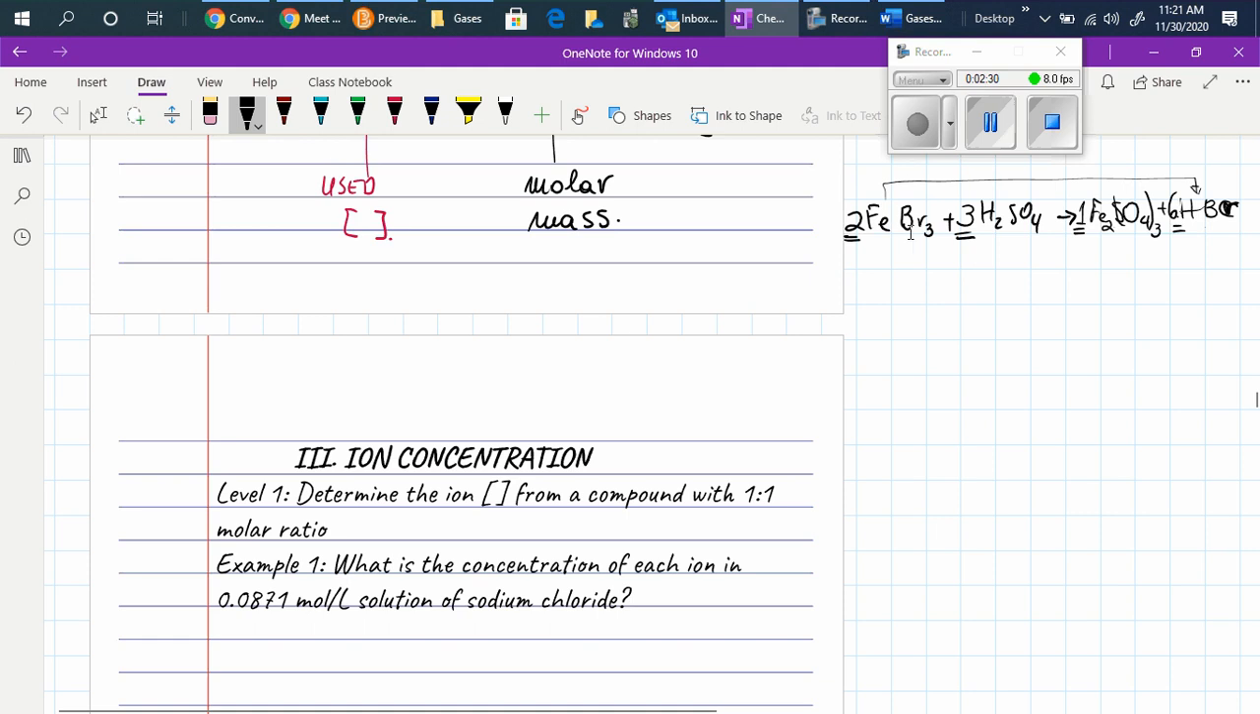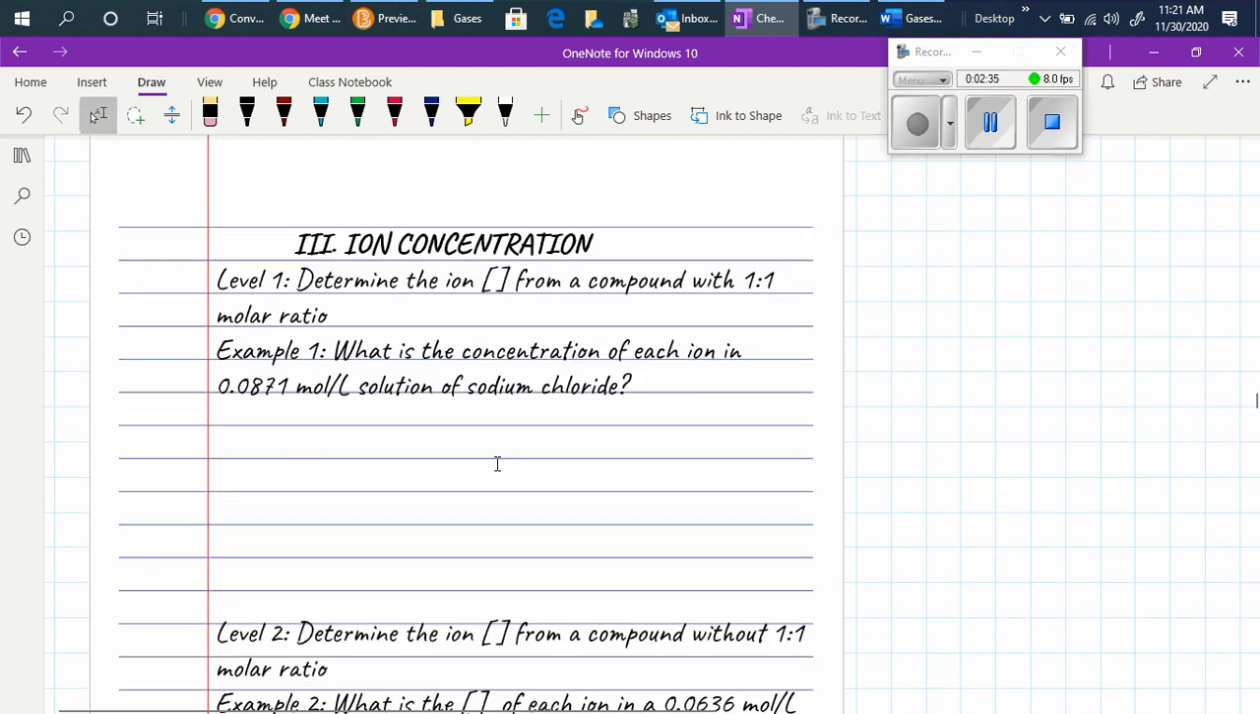Well, let's see now how we can determine the ion concentration when we have a molar ratio of 1 to 1. What is the concentration of each ion in a 0.0871 moles per liter solution of sodium chloride? So now we will write a reaction. In this case, it will be a dissociation reaction, because sodium chloride is in water. How do we know that it's in water? Because we have a molarity, moles per liter, and in almost 100% of the cases it is in water. It will be sodium ion and chloride ion in aqueous solution.